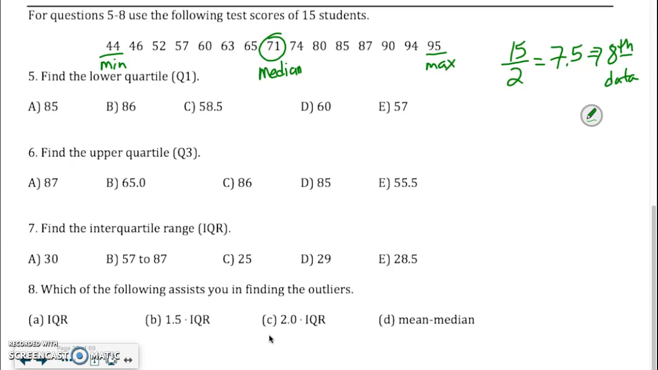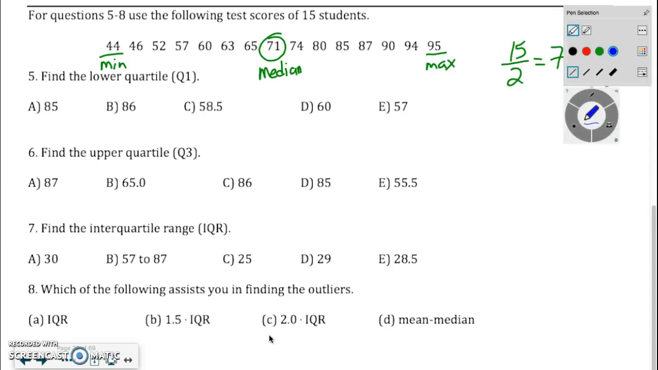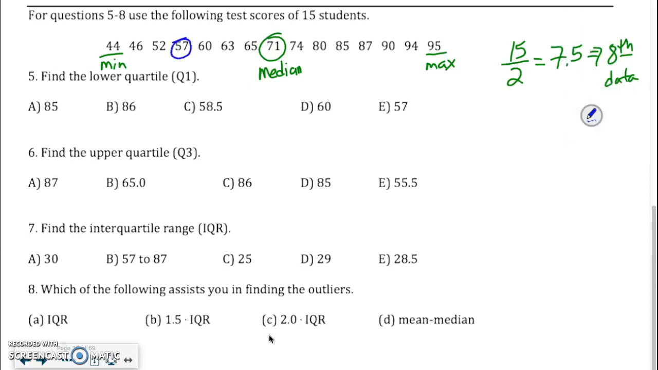All right, once we do all that, we can actually find quartile 1. Quartile 1 is the middle of the bottom 50% of the data. So there's 7 pieces up here. I'm going to look to split it in half. There's 3 pieces of data, 44, 46, 52 to the left of quartile 1, and there's 3 pieces of data, 60, 63, and 65 to the right of quartile 1. Do not include the 71. Since that is the actual median, we do not include it when we're calculating our quartile 1 data. So letter E is your answer.